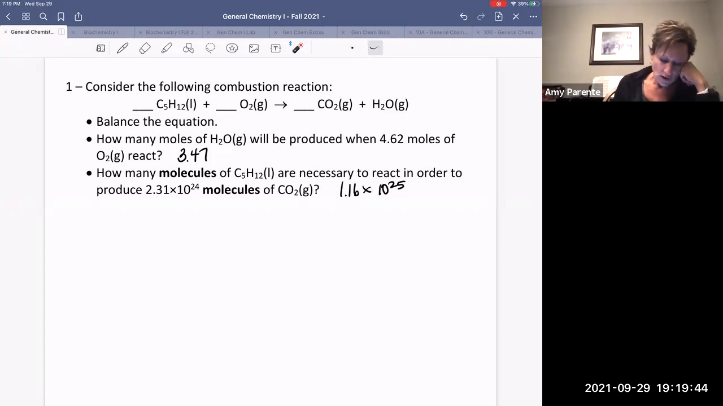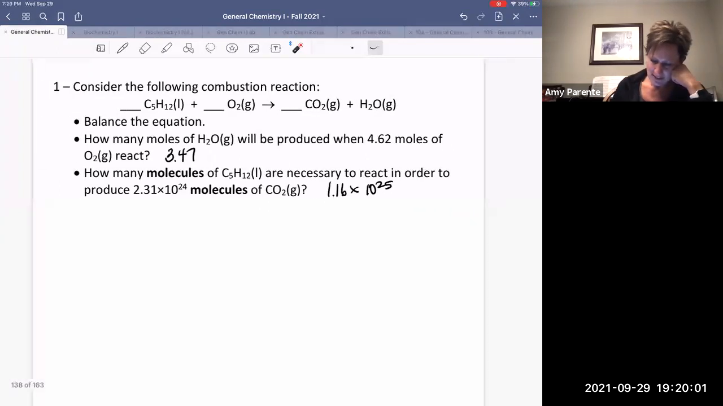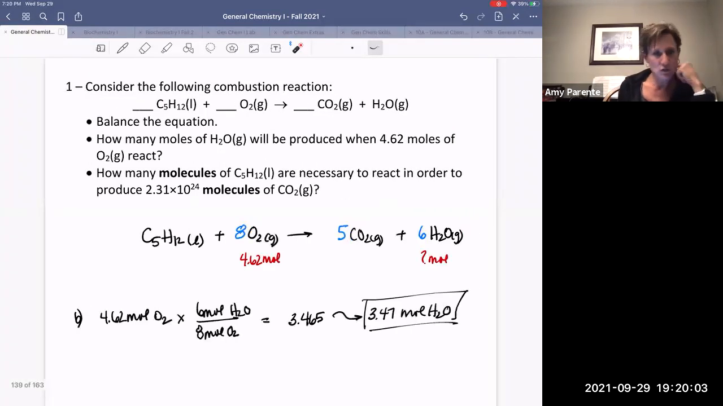Okay. So once you balance the chemical equation, that allows us to use this information and say, when we have 4.62 moles of oxygen that's reacting, how many moles of water will be made? So let's go through that solution. I've got this on 2 separate slides here. So here's the first part, right?